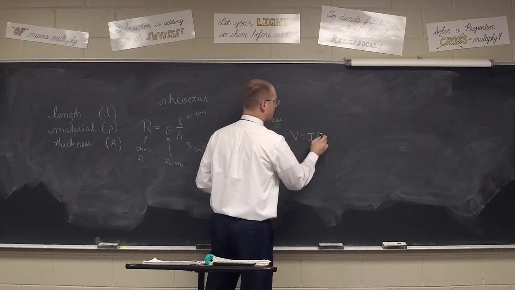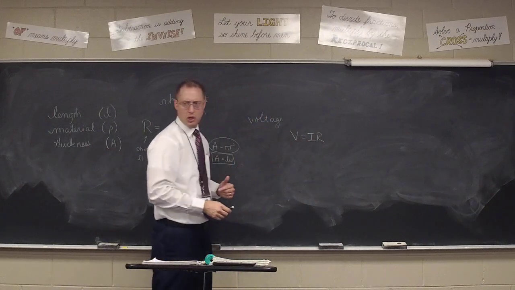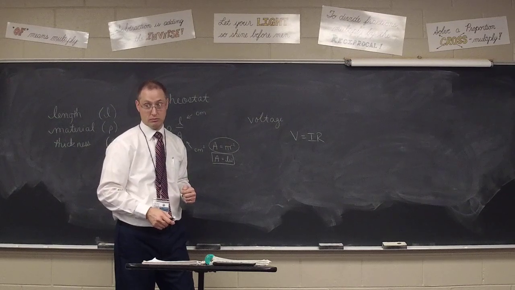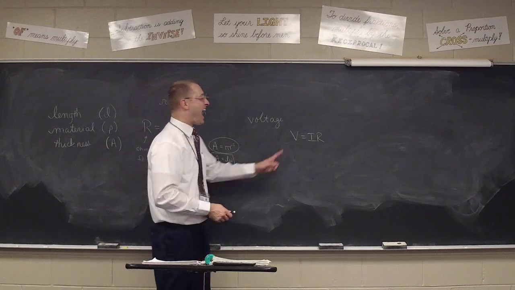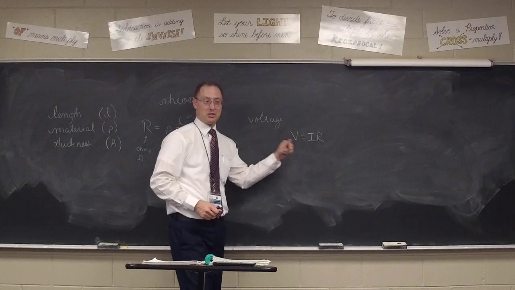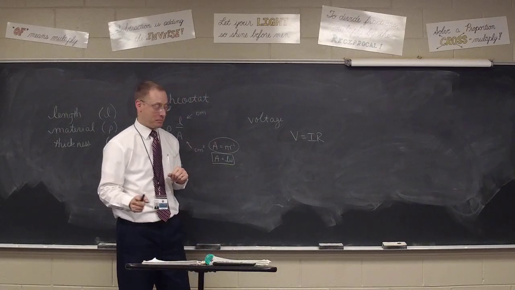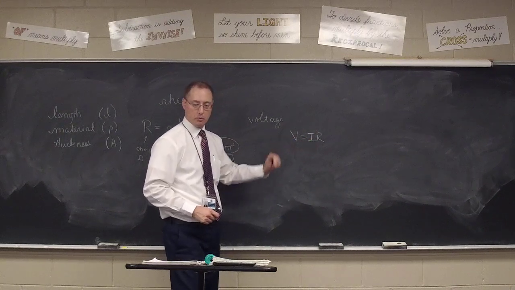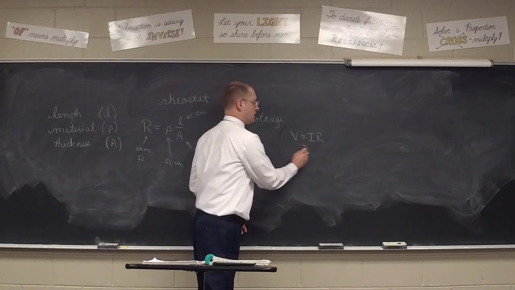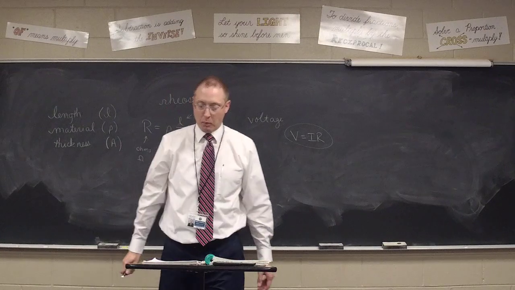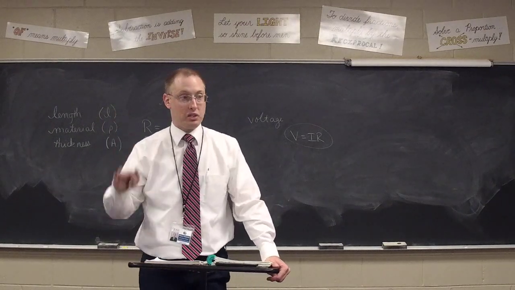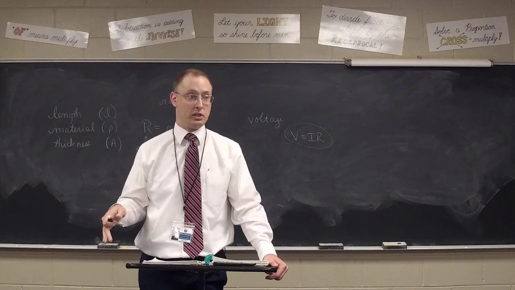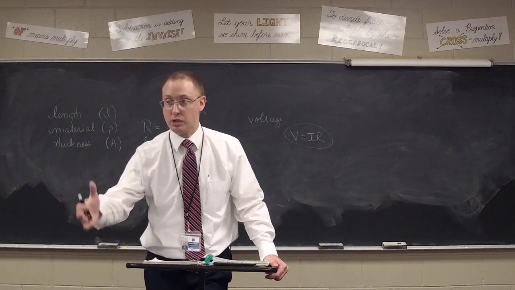V equals IR, where the V is the voltage. What's the unit for voltage? Volts. I represents current. What's the SI unit of current? Ampere or amp. And then the resistance, we already said, is measured in ohms. So it was our second equation that we needed for this section. We said if you could decrease the resistance, you wouldn't need as much voltage. Or if you decrease resistance and you kept the voltage the same, you get a lot more current to flow.